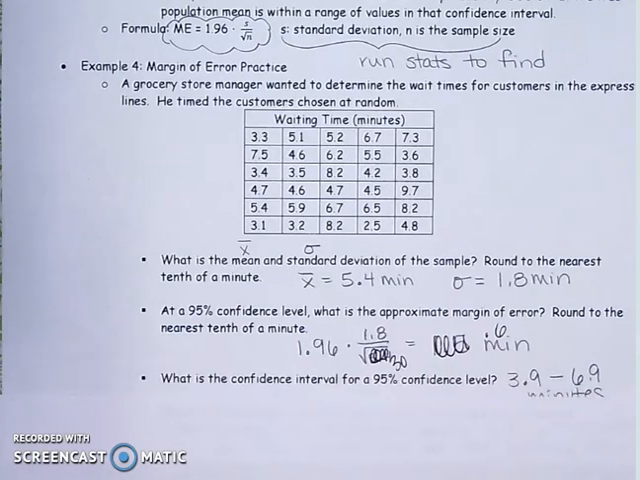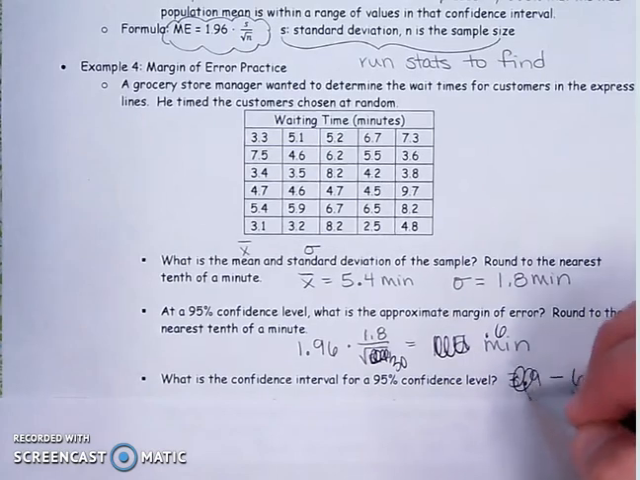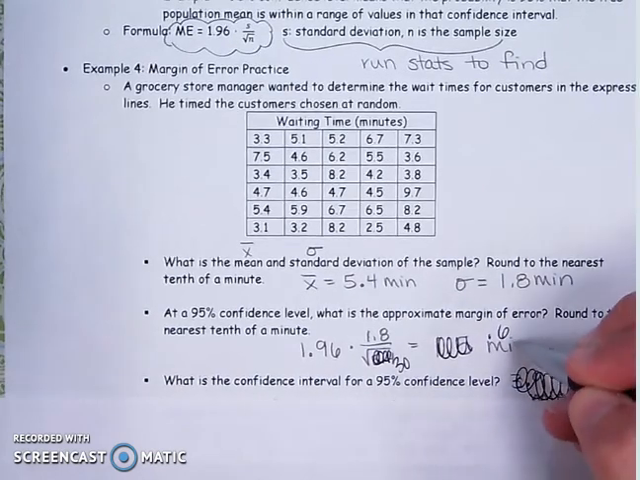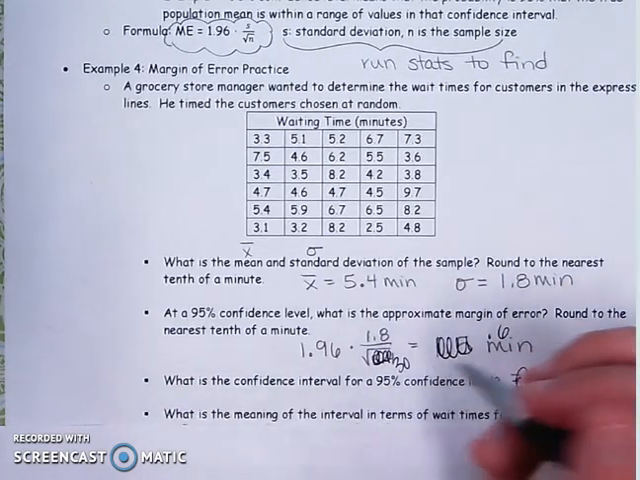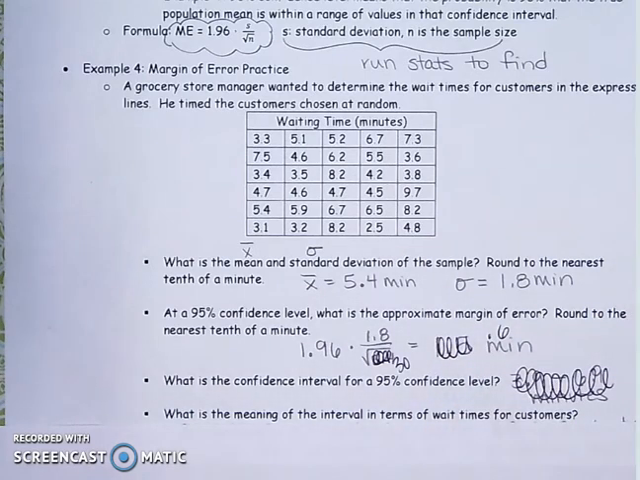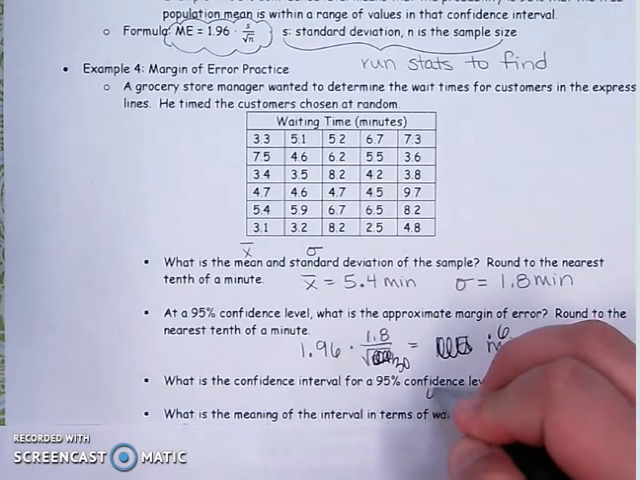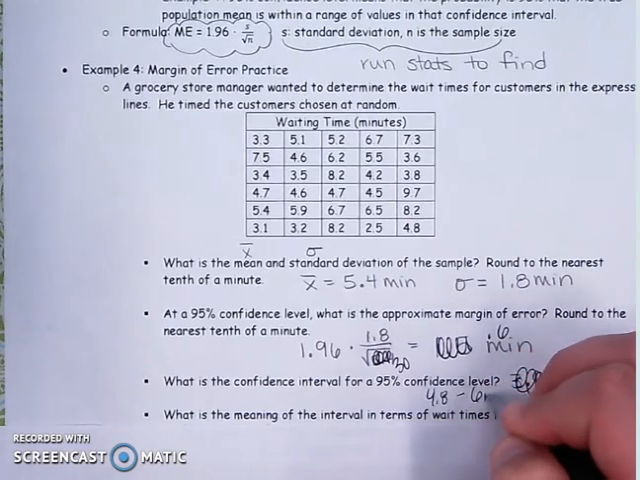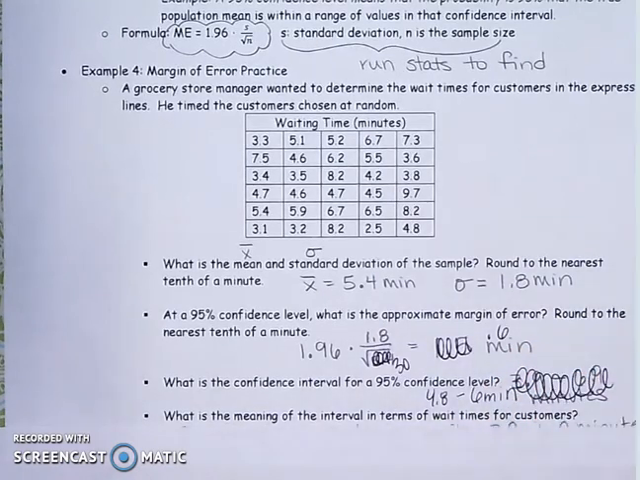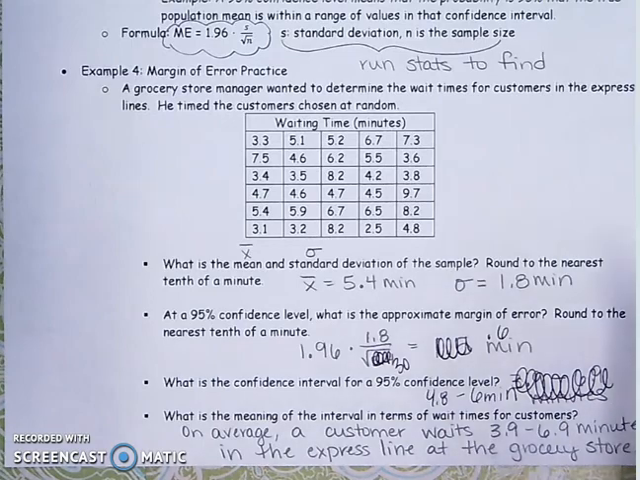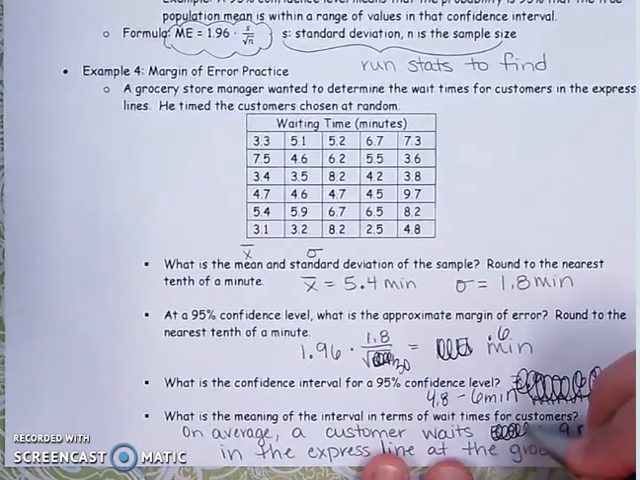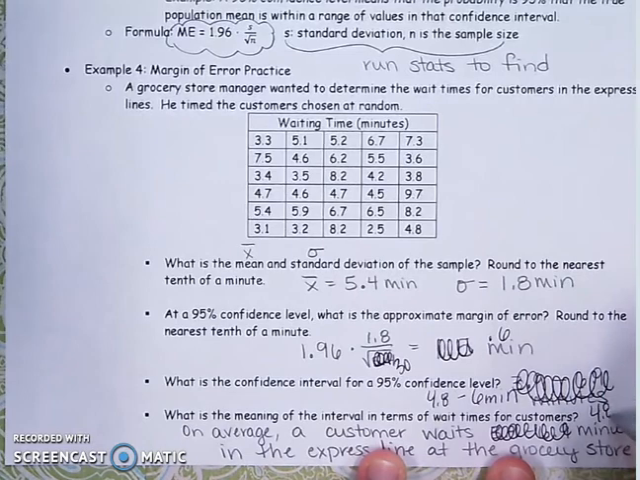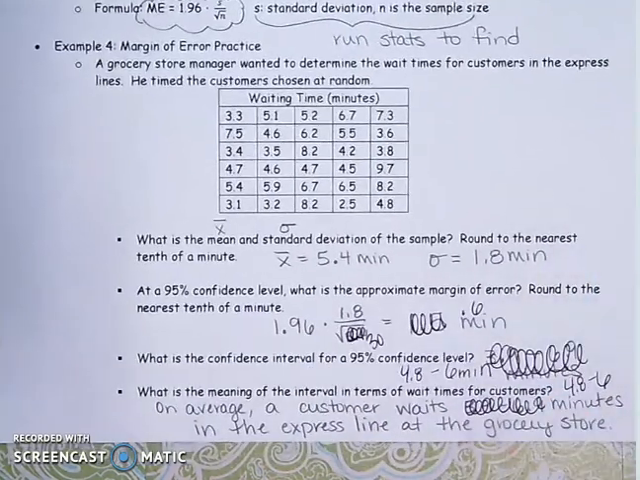Then it says, what's the confidence interval? So that's actually when you add and subtract 0.6 from your average. So that would be 5.4 minus 0.6, which is 4.8, to 6 minutes. So what that means is, on average, a customer waits 4.8 to 6 minutes in line at the grocery store. And this is actual statistics that different businesses use to see exactly on average what's happening.